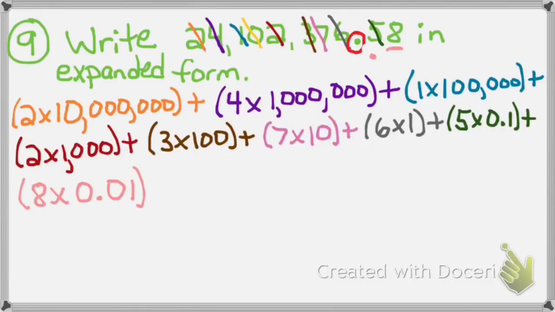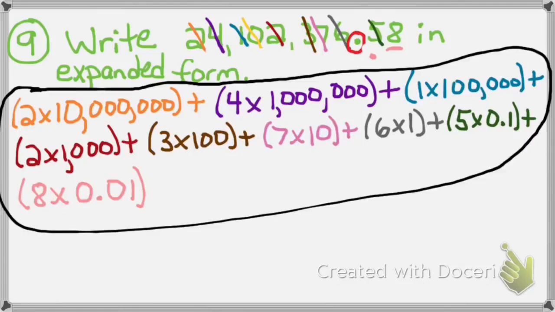So that was the last digit in my number. I've used each and every digit. Remember, I took the digit and I multiplied it by the place value column that it was in. Parentheses around each grouping with a plus sign between each group of parentheses. This is my final expanded form answer for 24,102,376 and 58 hundredths.